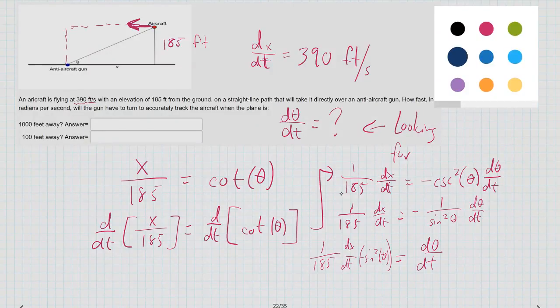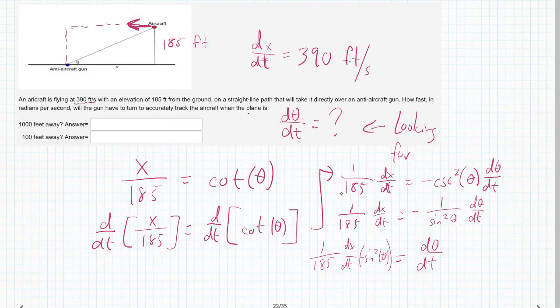All right. So how do we get that other information, that negative sine squared? What's going on there? In this case, we have 185 and we have 1,000. So that means this side right here would be the square root of 1,000 squared plus 185 squared. And so when we're talking about sine of theta, we can get that answer. So I'll move that over.